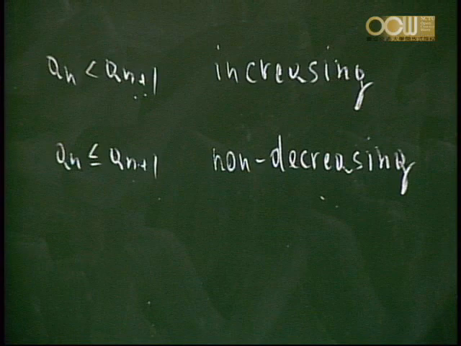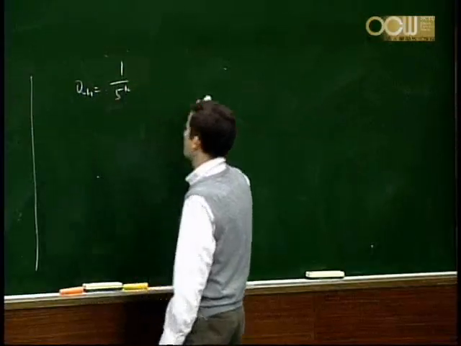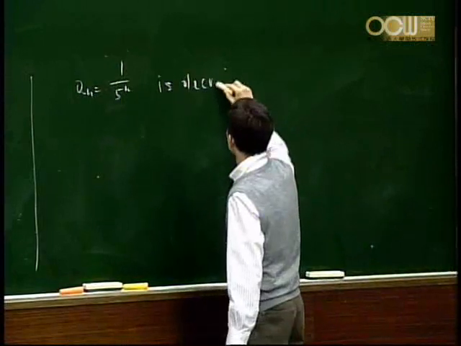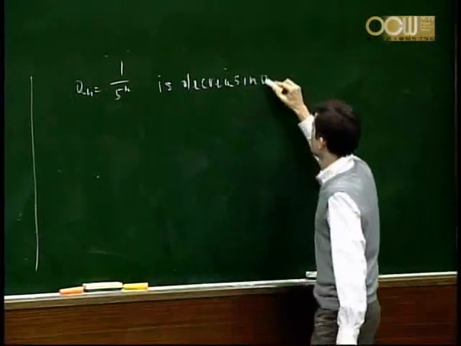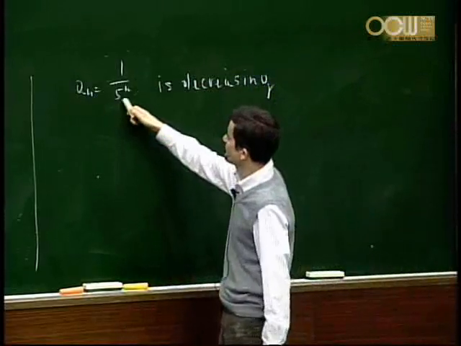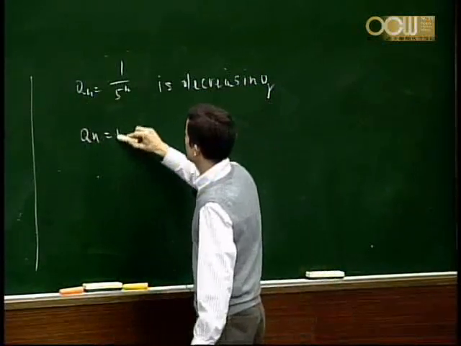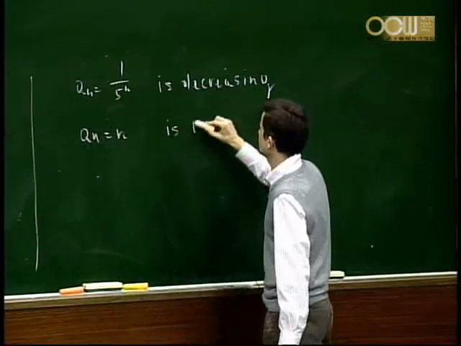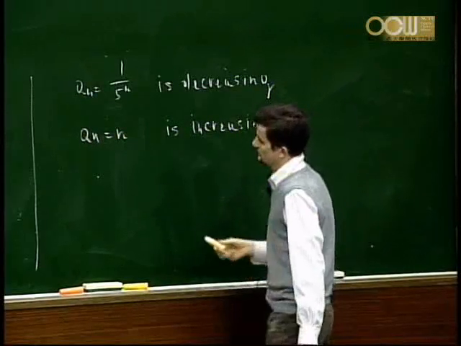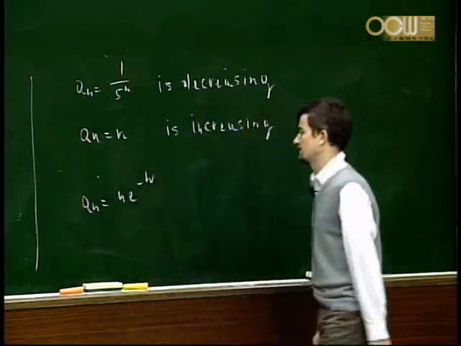Now, for instance, this sequence is obviously decreasing, because if you make n larger, the terms are getting smaller and smaller. Or this sequence here is also very simple. It's of course increasing. Now for instance this one. This is another example.